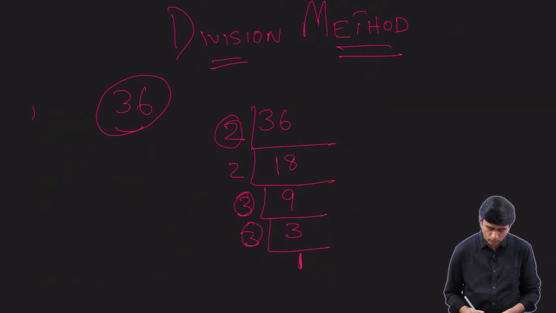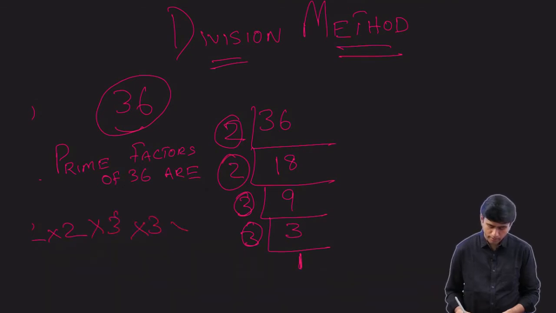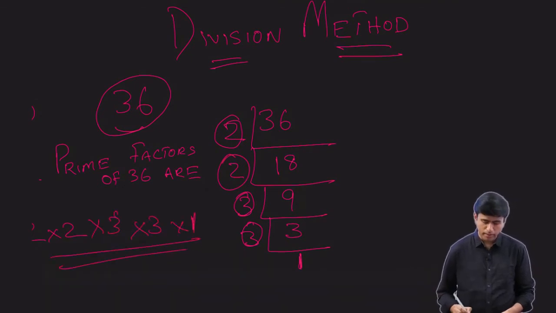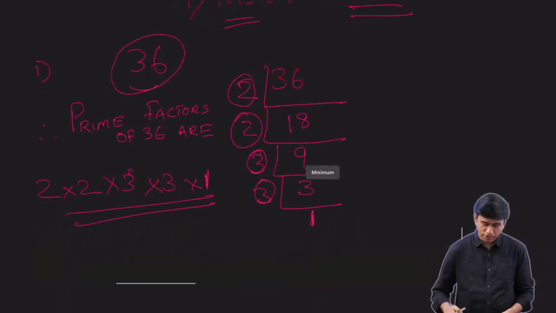Therefore, prime factors of 36 are 2 into 2 into 3 into 3 into 1. They are the prime factors of 36. Let's try another example.